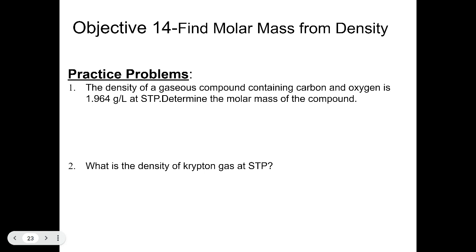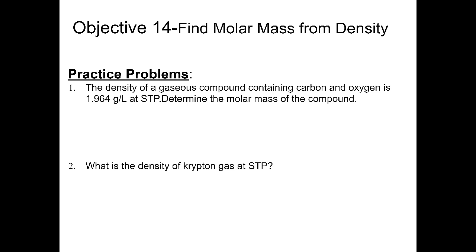So the density of a gaseous compound containing carbon and oxygen is 1.964 grams per liter at STP. Determine the molar mass of the compound. So again, our first step when doing conversions is to write our number as a fraction. So we are going to write 1.964 grams over 1 liter.